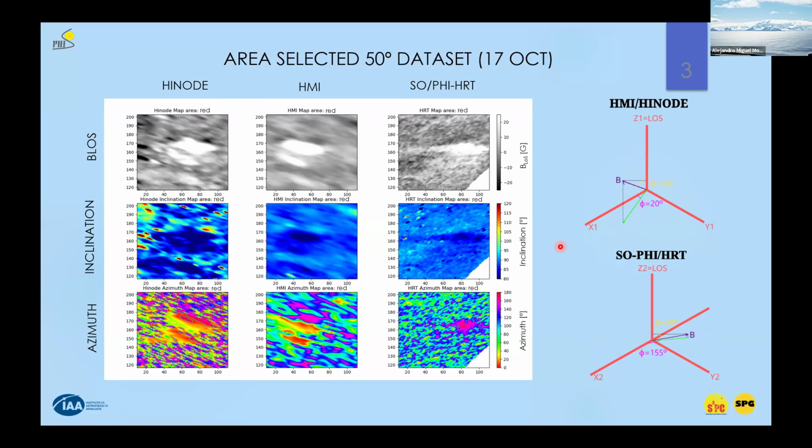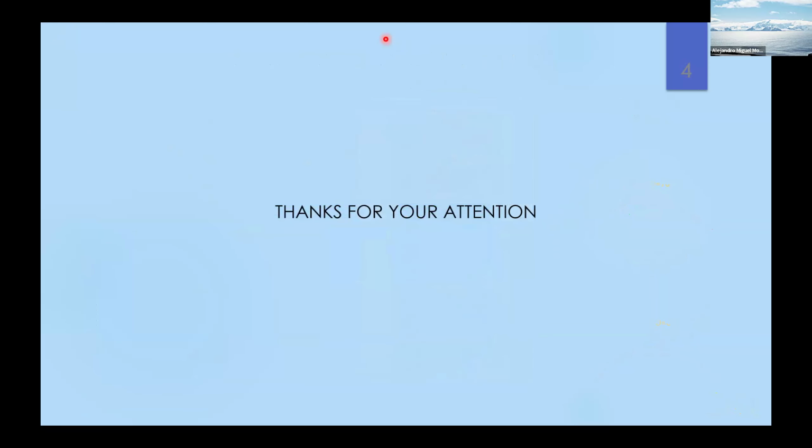Apart from that, we also want to do some flux study on the evolution of the flux close to the poles. And we also want to relate this magnetic feature in the photosphere to other layers like the chromosphere or corona using different instruments like EUI or SPICE. And well, that's it from my side. Thanks for your attention.